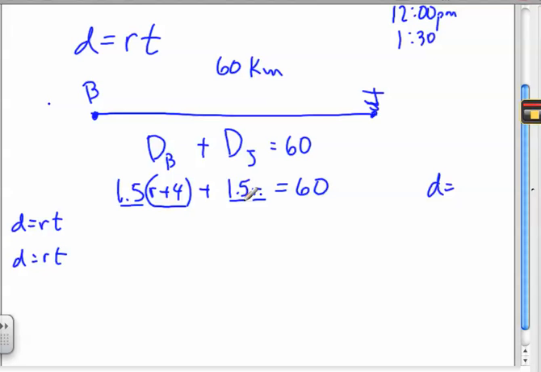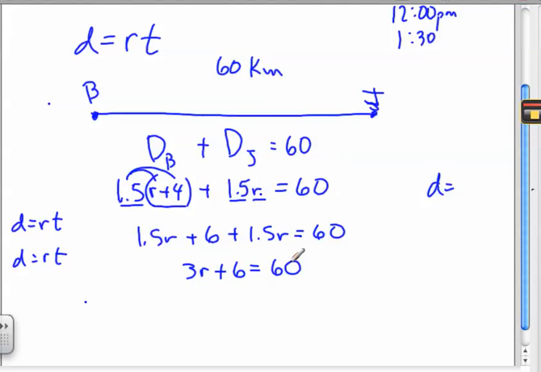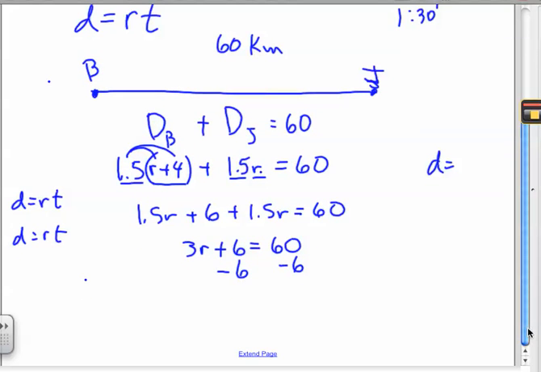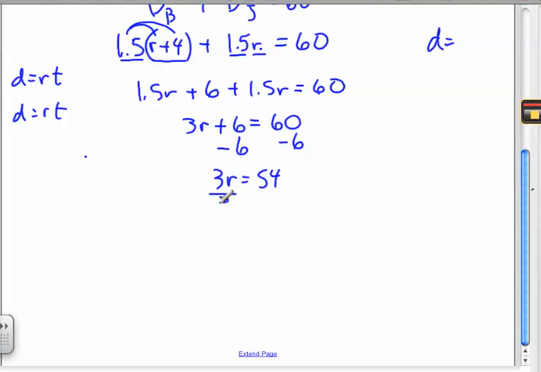So let's solve this thing. I'm going to get 1.5R plus 6 plus 1.5R is equal to 60. I need to combine like terms, and I'm going to get 3R plus 6 is equal to 60. I'm going to subtract 6 from both sides, and I'm going to get 3R is equal to 54. Then I'm going to divide by 3 on both sides, and R is equal to 18.